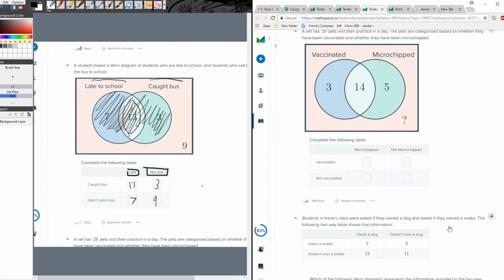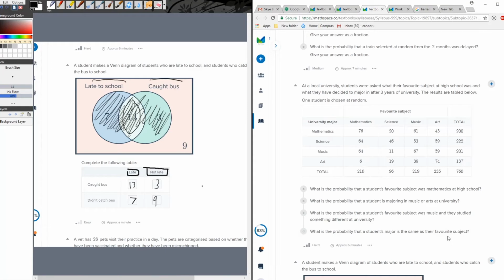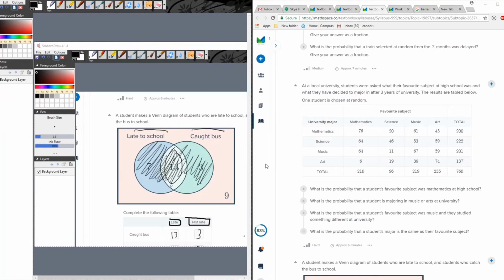Let's do one more question, which I find is really tricky. This one here. Favorite subject is up here, and their university major. So what makes this question tricky is it has two different sections which have the same names in it. So let's just paste it over here.